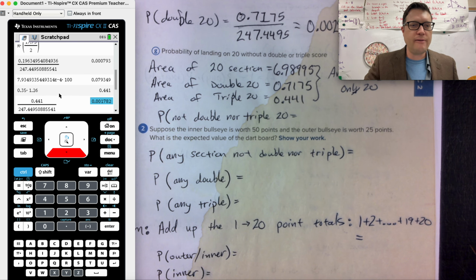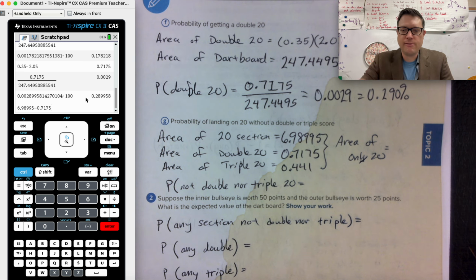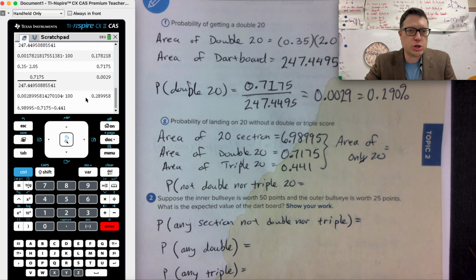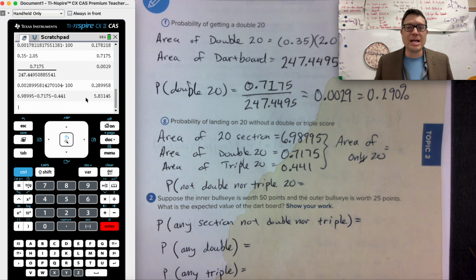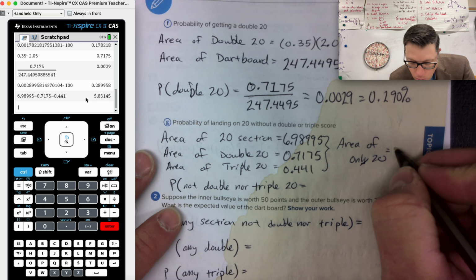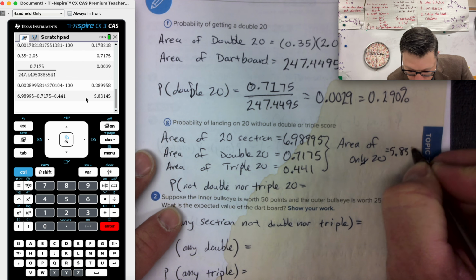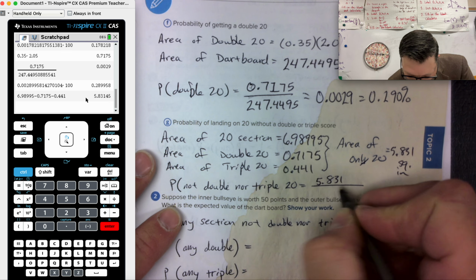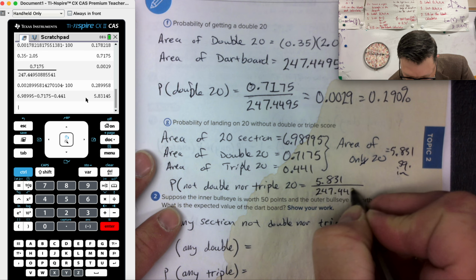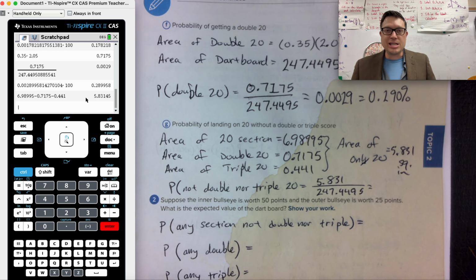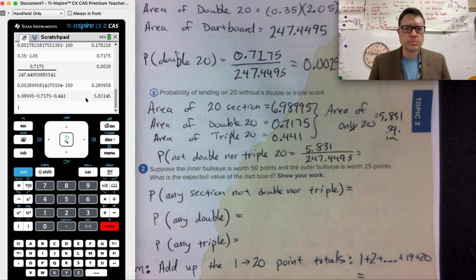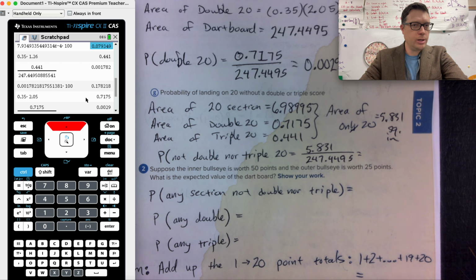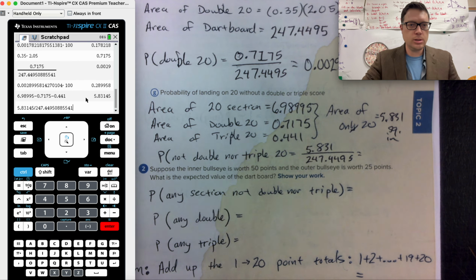Minus, scroll up. 0.7175. Minus, scroll up. So that was the double 20, and here's the triple 20. So therefore, the combined area of just the single 20 score is 5.831 square inches. And if I divide that number, 5.831, by 247.4495, I'm going to get the probability of landing in not double, not triple. Up, enter, divide by, scroll up. Here, nope, keep on, there it is.